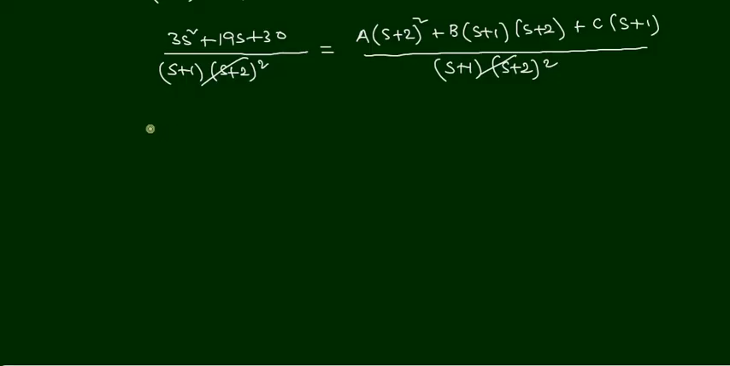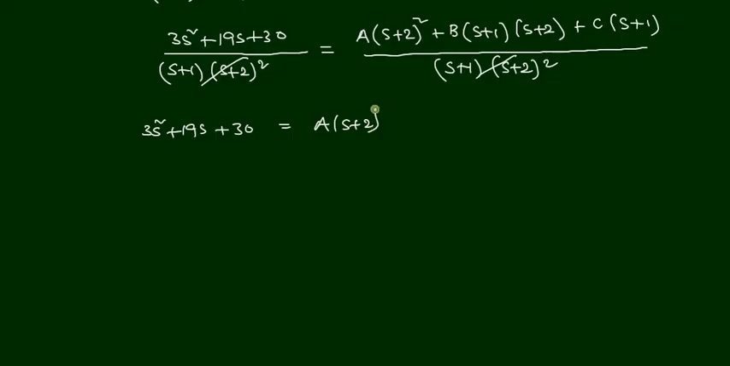3s² + 19s + 30 equals A into (s + 2)² plus B into (s + 1)(s + 2) plus C into (s + 1). Now put s equal to minus 1 to get the A value.